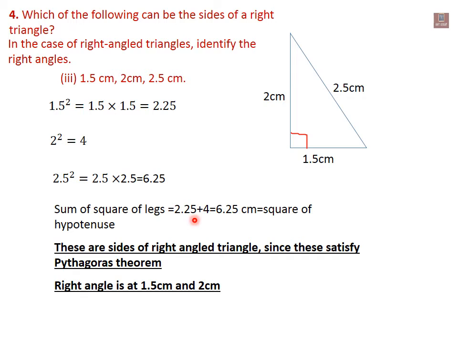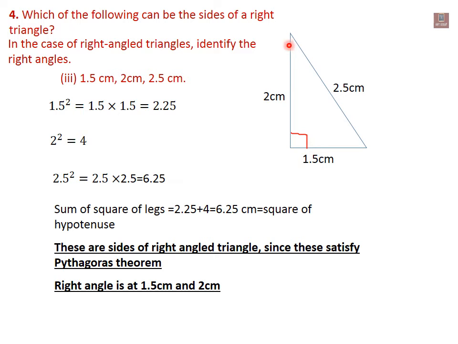Now let us check whether it satisfies the Pythagoras property or not. Pythagoras property is just add the squares. 2.25 plus 4 is 6.25, which is equal to the square of hypotenuse, the square of the third side. So it satisfies the Pythagoras property. Therefore, this forms a right angle triangle.